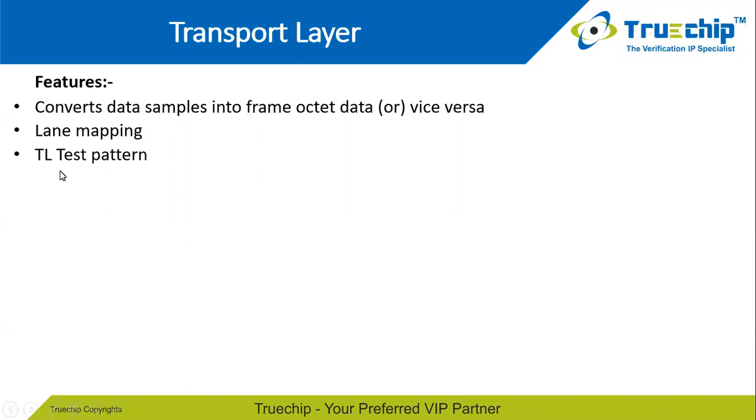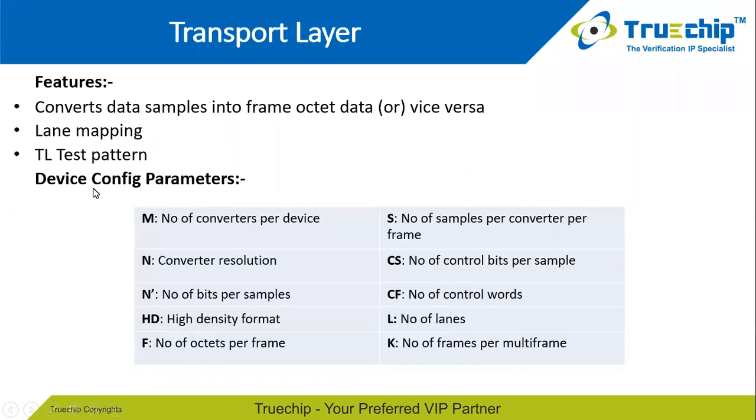Also, the transport layer supports the TL test pattern, where actual data samples that were to be transmitted over the link are replaced by predetermined test samples. Also, if data samples contain one or more control bits, then these control bits are also replaced by the test control bits. Now, I'm going to list some of the parameters that are used in the transport layer. These are as shown.